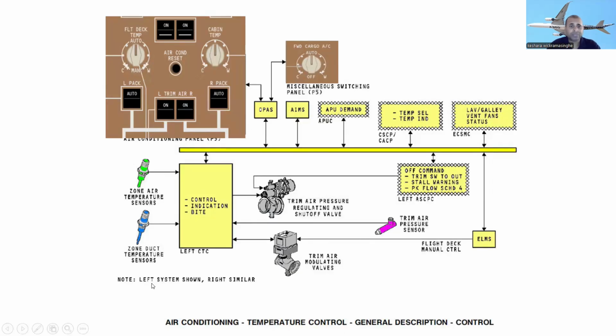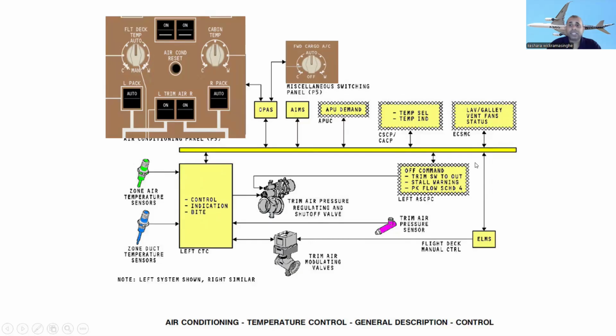All right, so this is the general description of the control. You can see the left system shown, the right is similar. You can see the zone duct temperature sensors and zone air temperature sensors over there. This is the control indication by the left cabin temperature controller. Flight deck manual controls. Trim air pressure: you can see the trim air pressure regulating and shut off valve and trim air modulating valves here.